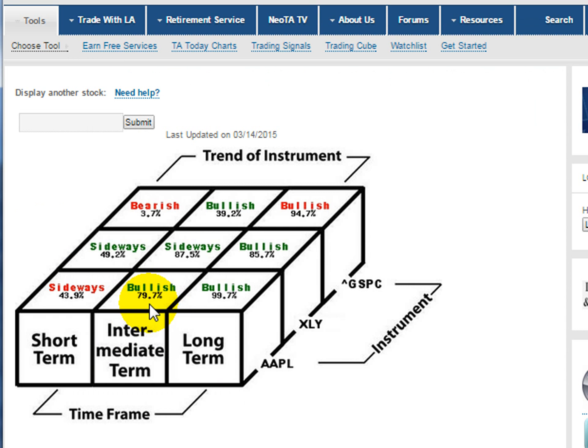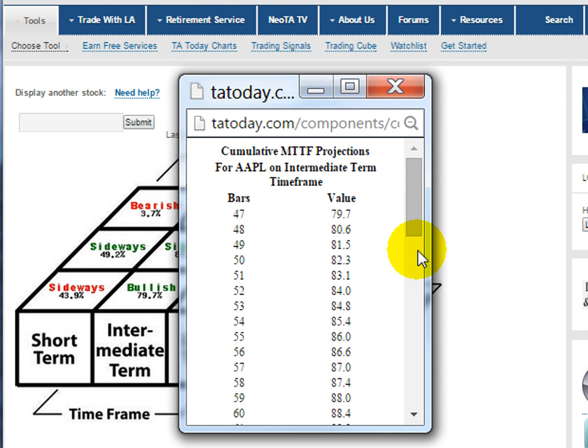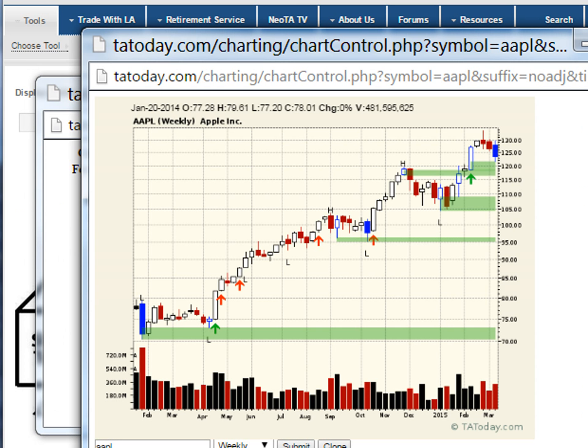It's 79% mean time to failure, cumulative mean time to failure. What does that tell me? That tells me that it's 47 bars into this bullish trend. So the bullish trend started way back here, it looks like. And if you count it up, that's 47 bars now that it's been bullish.